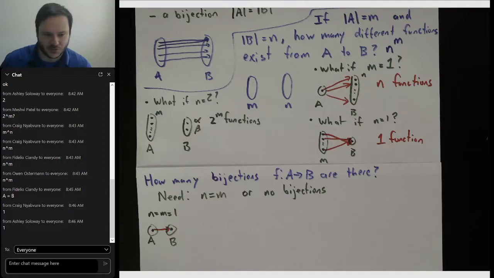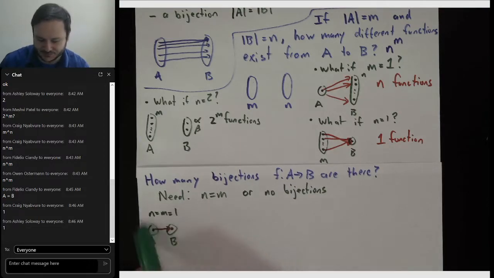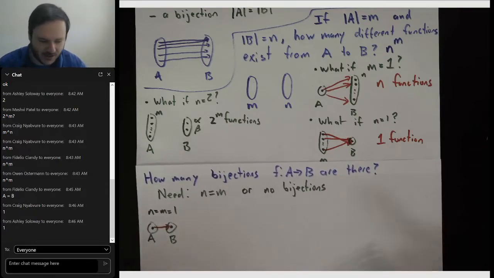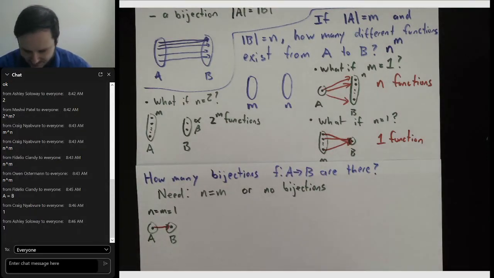Just one. I drew it. There it is. You got one element and one element, and you got to send the one element to the one element. Great, we're done. That's nice and easy. One bijection.